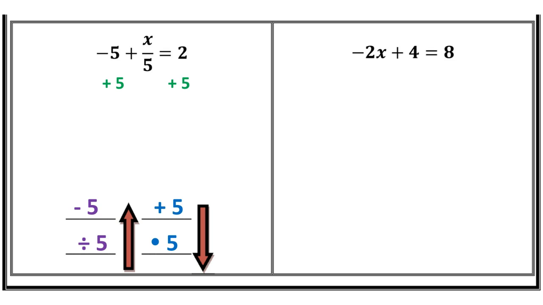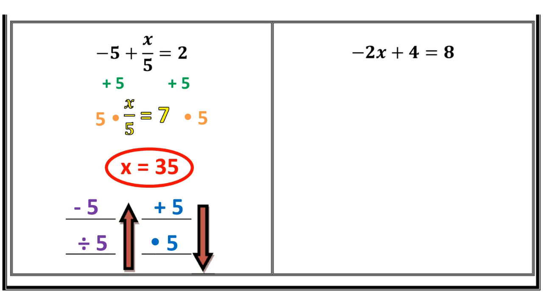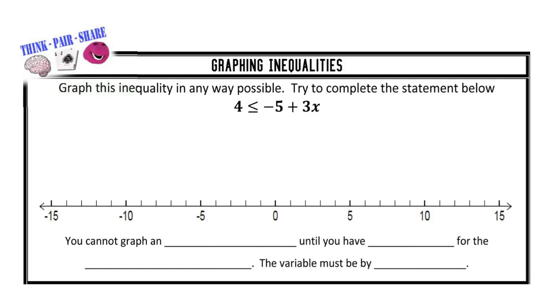Add 5 to both sides. I get my identity on the left because negative 5 plus 5 is 0. So I'm left with just x divided by 5 on the left and 7 on the right. Next, I'm going to multiply both sides by 5. X divided by 5 times 5 cancels out, giving us our identity of 1 times x. 7 times 5 is 35, so my solution is x equals 35.